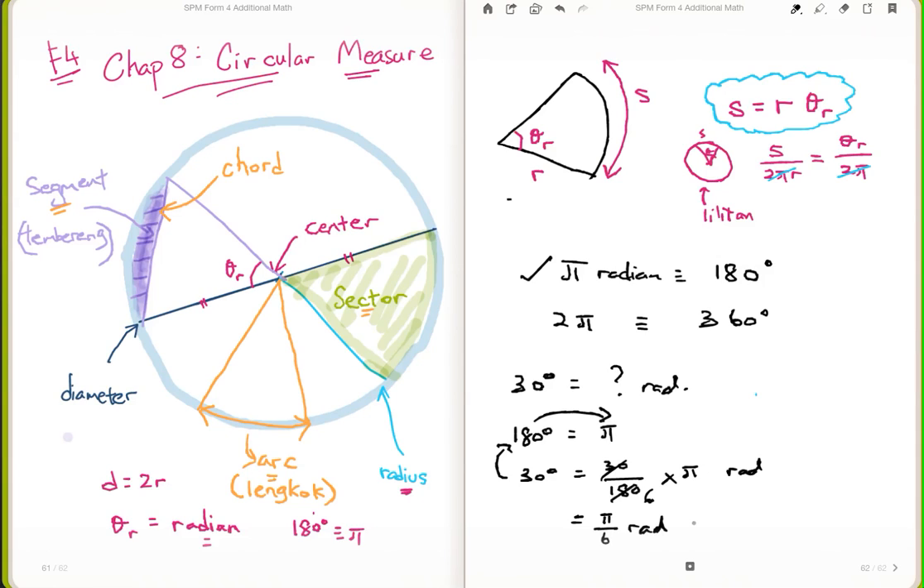So this is how you make the conversion, and vice versa. If you are given radian to convert to angle, then you just need to make use of pi is 180, then radian equals to the angle. Let me give an example. If you are given, let's say, 2.3 radian.